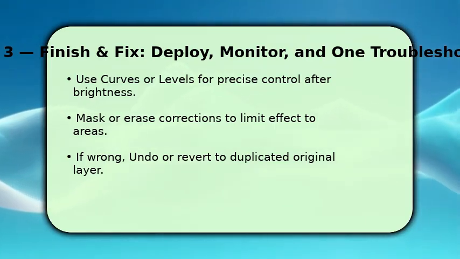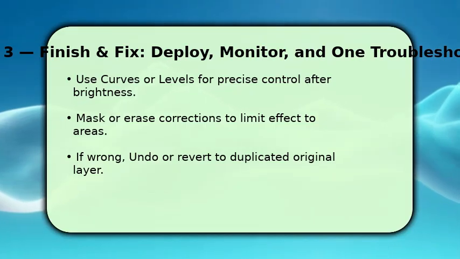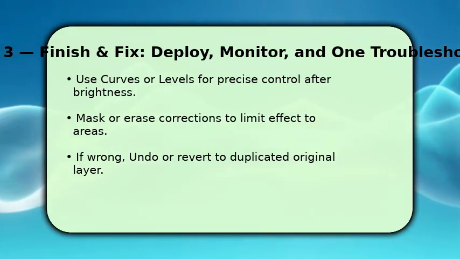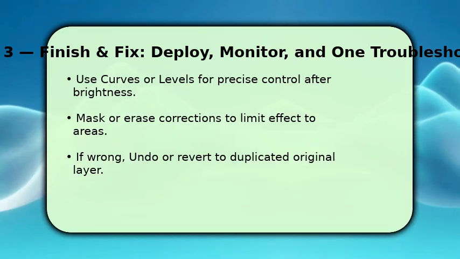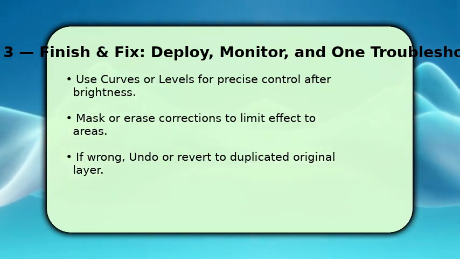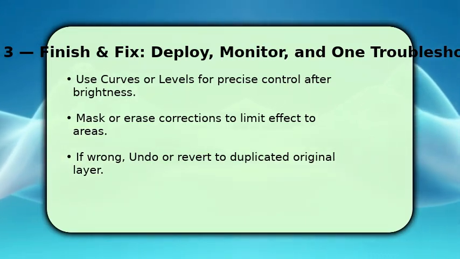If something goes wrong, immediately undo or hide the adjusted layer and revert to the duplicated original. This is why you duplicated the layer at the start. Practicing these steps makes brightening safe and predictable.